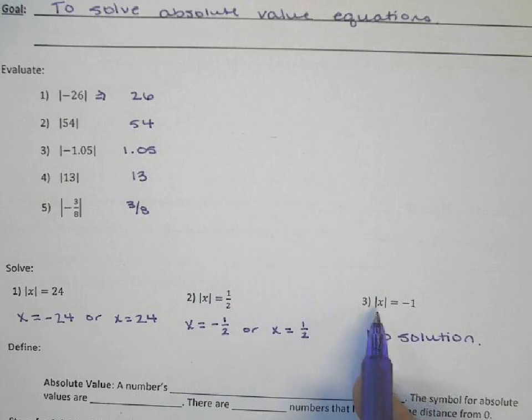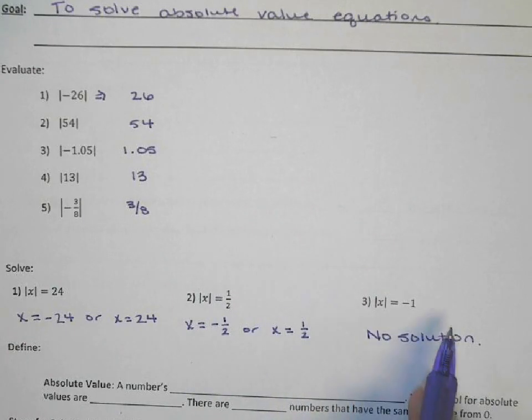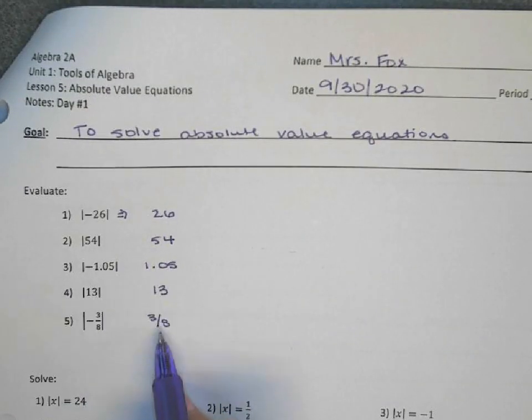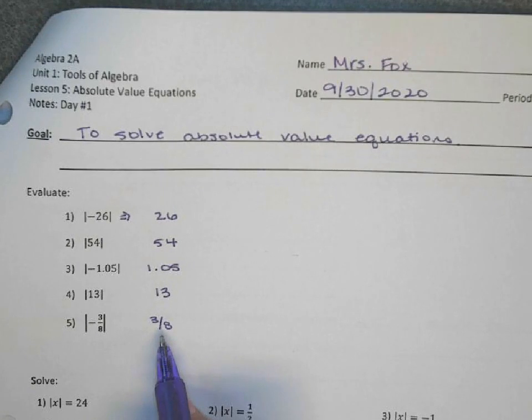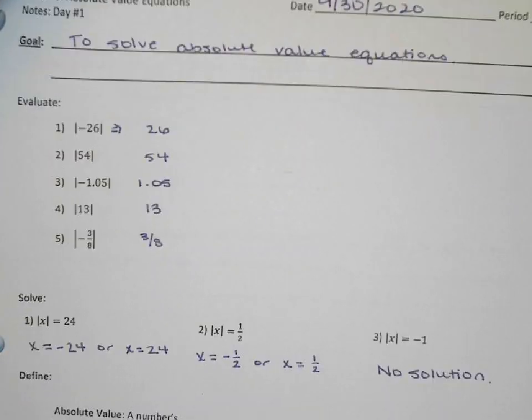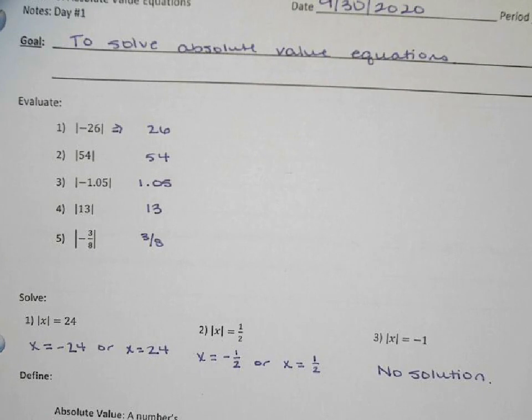Okay, you cannot take an absolute value and come out as a negative number. Notice none of our answers were negative. They all were positive, right? So if you tell me that the answer is negative, I'm going to tell you there's no solution. All right.